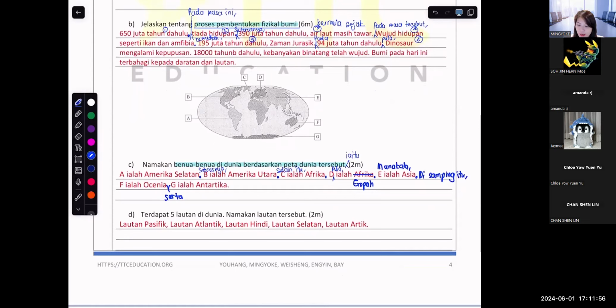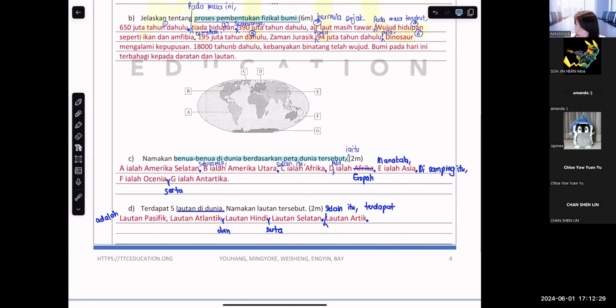Okay, for example, you can write, okay, lautan di dunia adalah lautan Pasifik, lautan Atlantik, dan lautan Hindi, serta lautan selatan. Full stop. Selain itu, terdapat lautan Artik. Full stop.